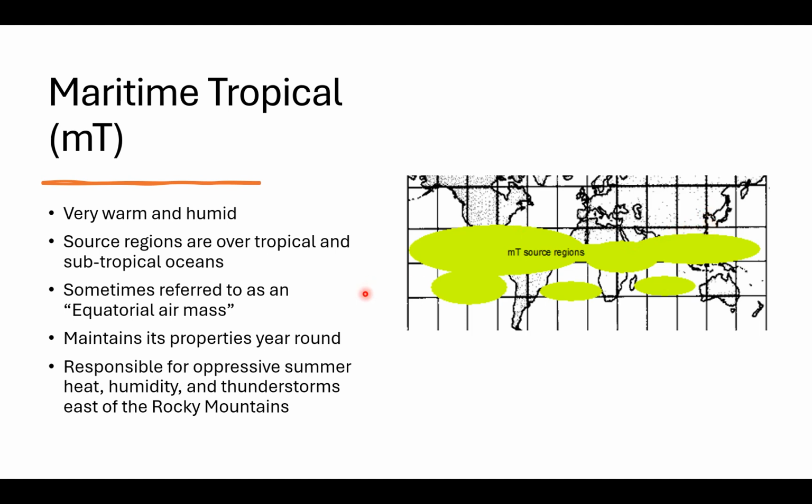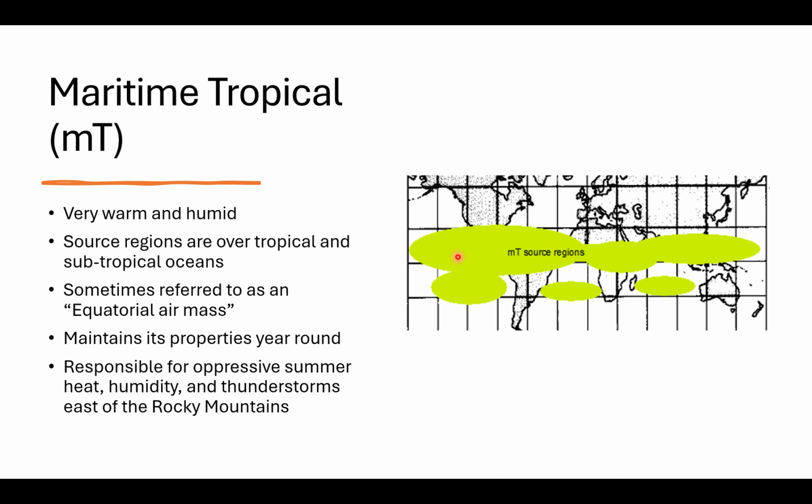Just maritime tropical air, it dominates the east coast of these continents in the summer season. The source regions for maritime tropical air are over tropical and subtropical oceans. It's sometimes referred to as equatorial air mass. It maintains its properties year-round, by the way. It's responsible for the oppressive summer heat, humidity, and the thunderstorm development, those air mass thunderstorms east of the Rocky Mountains. Let's look at the source regions over here on the right with this graphic.